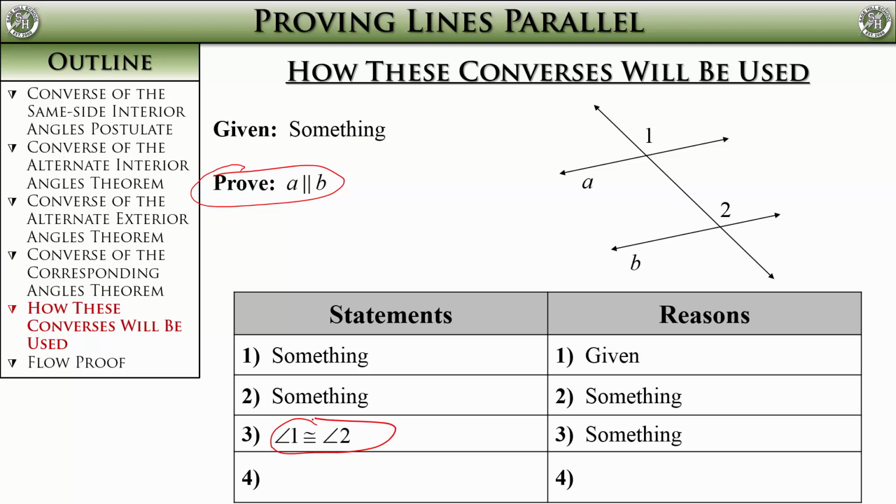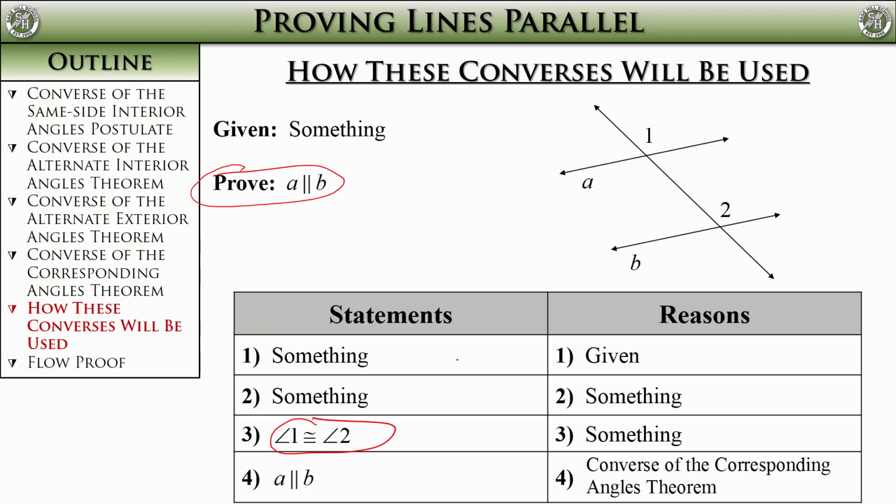Statement 3 says that my corresponding angles are congruent. That's enough to say that my lines are parallel. And the reason is the converse of the corresponding angles theorem. Write small. It's a long name for a theorem. You need to fit it in there. Don't leave out the converse part either. Without that, you are talking about something completely different and it wouldn't work here.